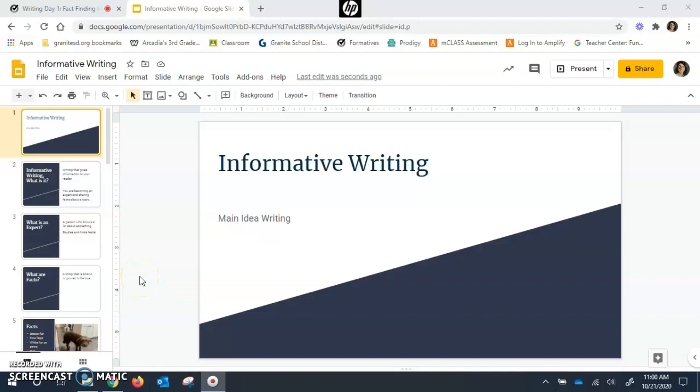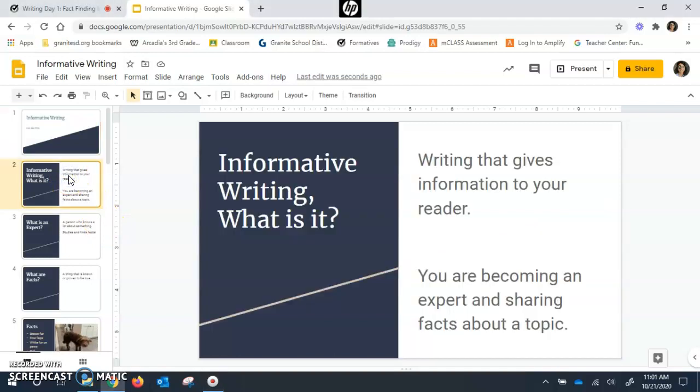Mrs. Walton here to teach you all about informative writing, and we're going to focus on main idea writing and what that is. So informative writing is just writing that gives information to your reader. You can see the words informative and information all sound the same. So you're giving information to your reader and you are becoming an expert and sharing facts about a topic.